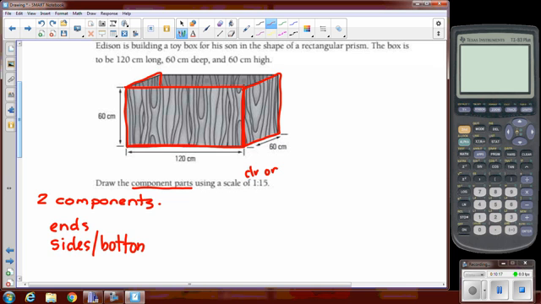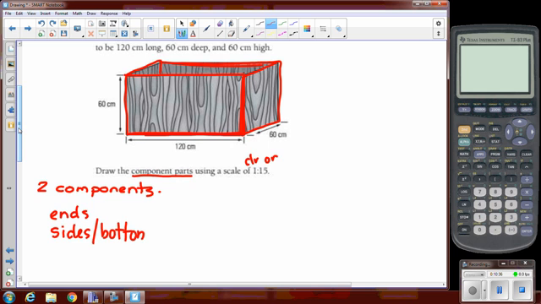If you look, it's 120 by 60 high. The other side is going to be 120 by 60. The bottom's 120 by 60. So if it says draw the component parts, I only have to draw two things here. There's only two components that make up this shape. But we do have to use the scale provided to us. And there's only two dimensions on here.